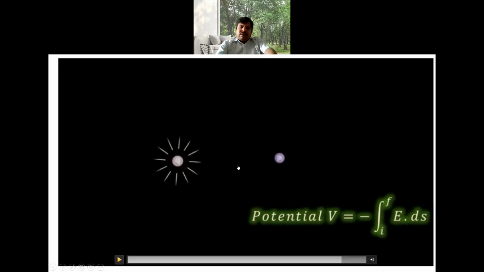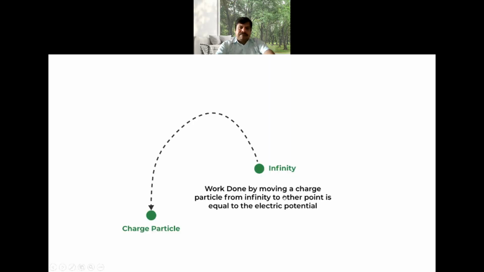Okay. So this is just a potential definition, which is explained in this particular animation. This diagram is also showing the definition of potential only. If we have a charged particle and we want to move that charged particle from infinity to a particular point in the electric field, then the work done by moving a charge from infinity to that point is equal to the electric potential at that particular final point.